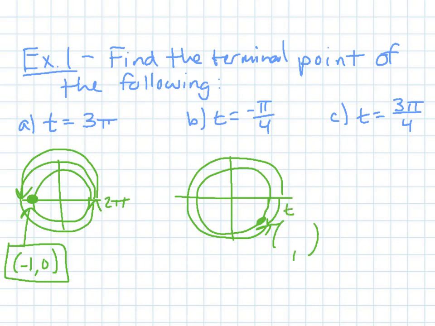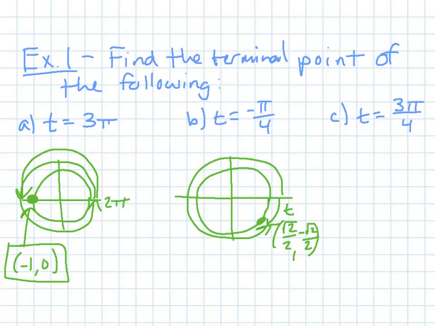So this point, since it's negative pi over 4, is the same thing as 7 pi over 4, which in degrees would be the same thing as 315. So that terminal point should be square root of 2 over 2, comma negative square root of 2 over 2. So remember, cosine, or x, is positive in the fourth, and y is negative in the fourth.